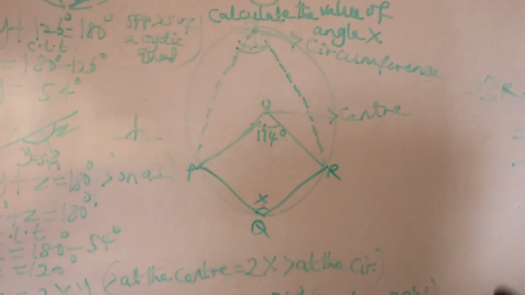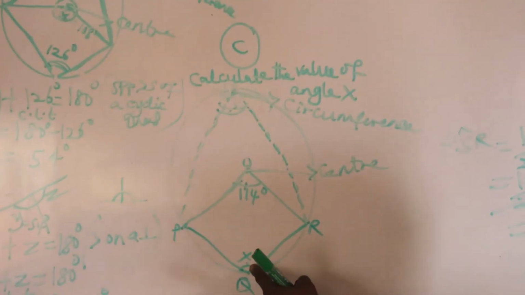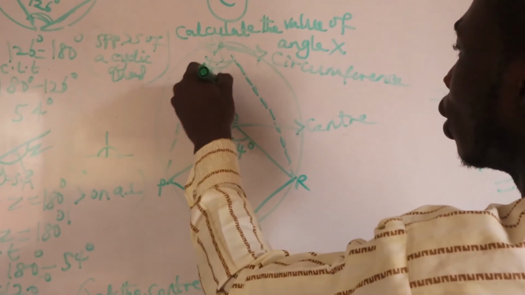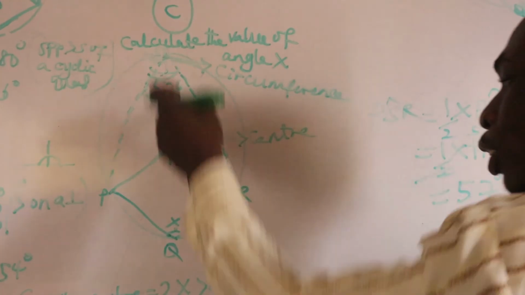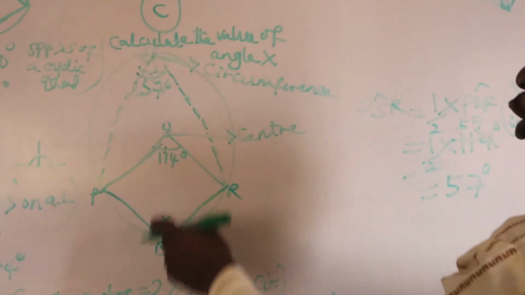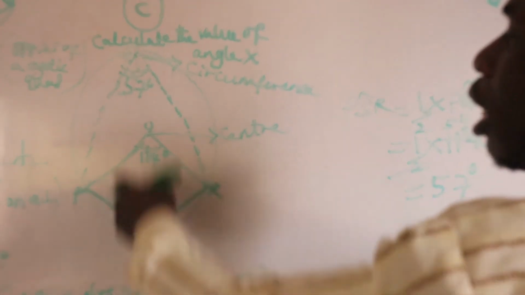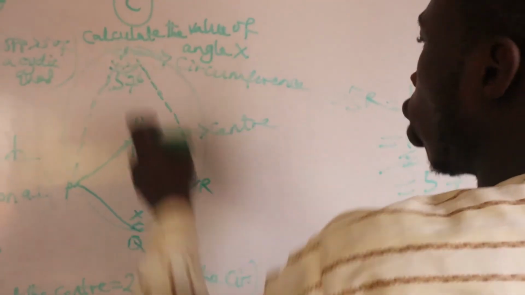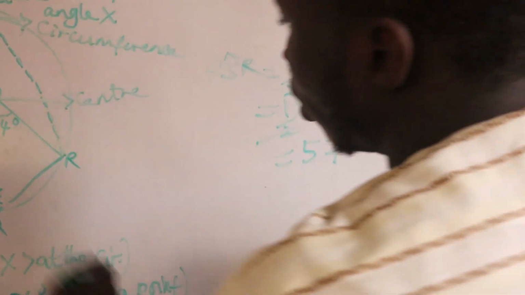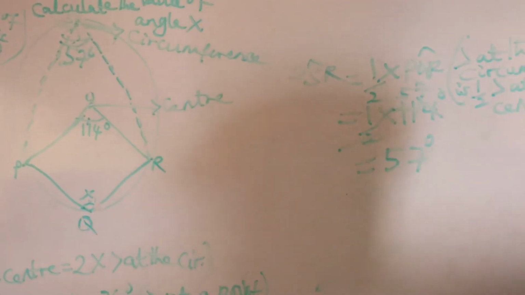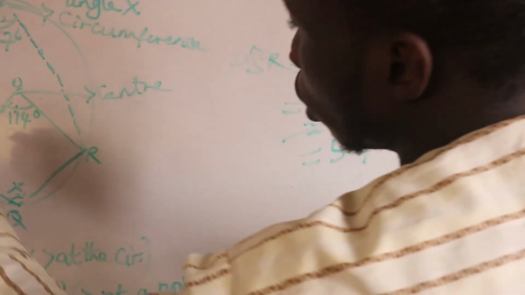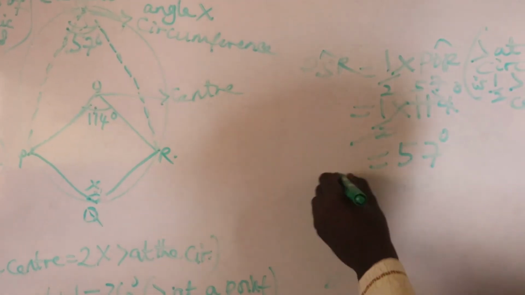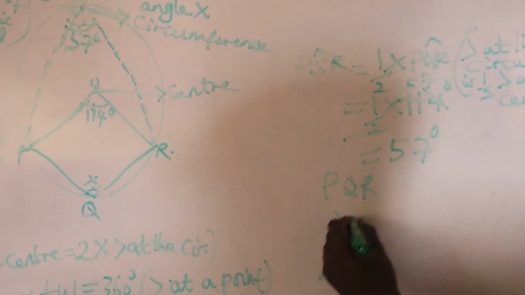But don't forget, the question asks you to find X. Since I have this to be 57 degrees, it is opposite to X. Now you remember your theorem 4, which states that opposite angles of a cyclic quadrilateral are supplementary. So you tell the examiner that when you add these two, it must equal 180 degrees. You tell them PSR, you tell them PQR, and PQR is X.